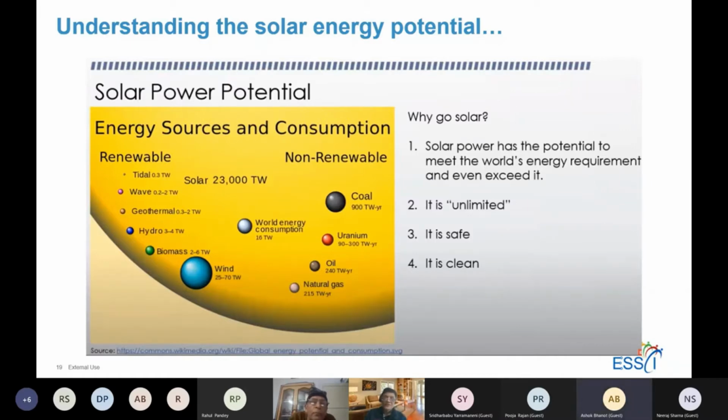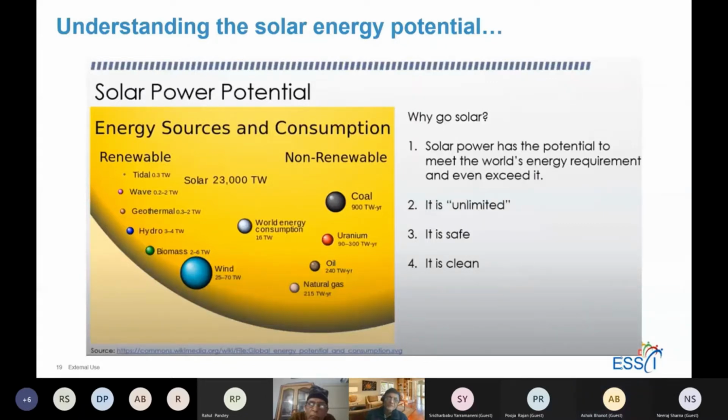It is safe. It is clean. And all of these are actually under apostrophes, because when you say safe, remember it creates DC voltage, and DC voltage beyond 30 volts can be fatal. So you have to be very careful in handling the solar PV circuits. It is clean, yeah, but then it's always been debated that modules are created in processes which take huge energy.